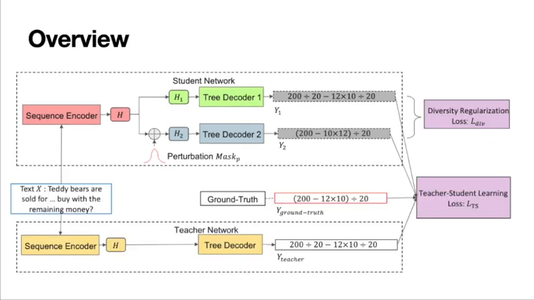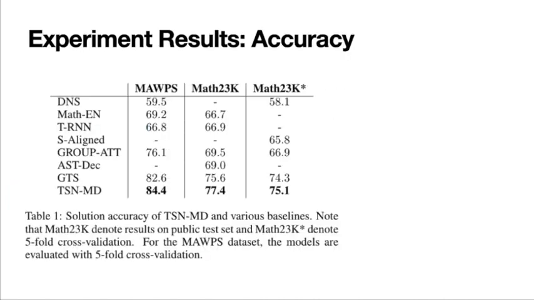We conduct experiments on Math23K and MAWPS. For Math23K, we evaluated in both the train-test division and 5-fold cross-validation manner. We can observe from the table below that our model outperforms all the previous methods in all settings.